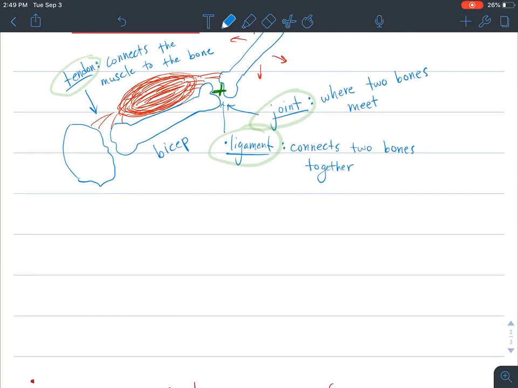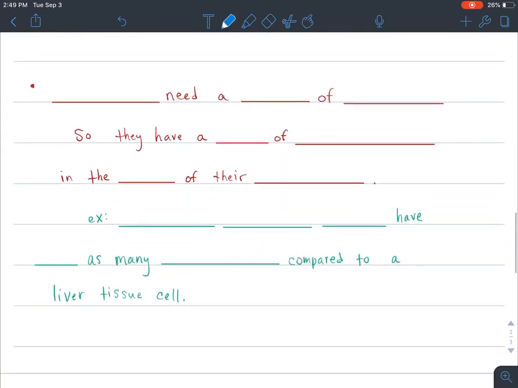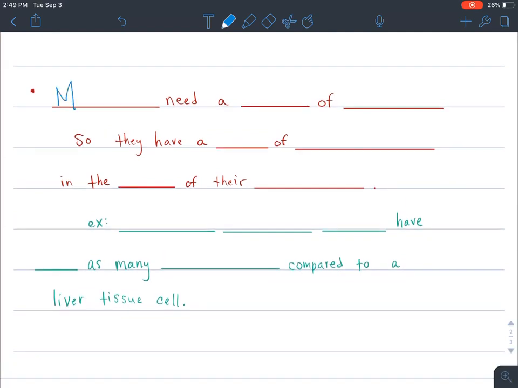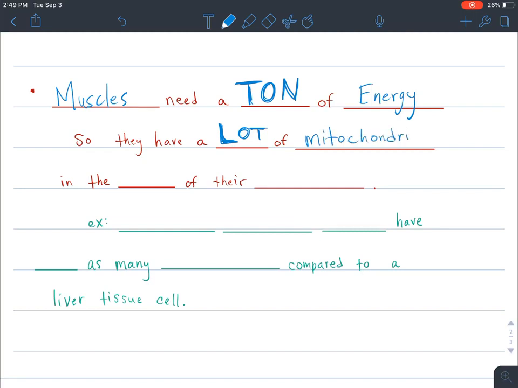Let's just scroll down a little bit more and write some information about muscles. Something that's important that we understand about muscles and muscle cells is that muscles need a ton of energy, so they have a lot of mitochondria. Now, I said that quickly, but it should make sense that if you need energy, you should have mitochondria, because as we learned last unit, the mitochondria is the powerhouse of the cell, which means mitochondria inside of the cell are what actually create the energy.